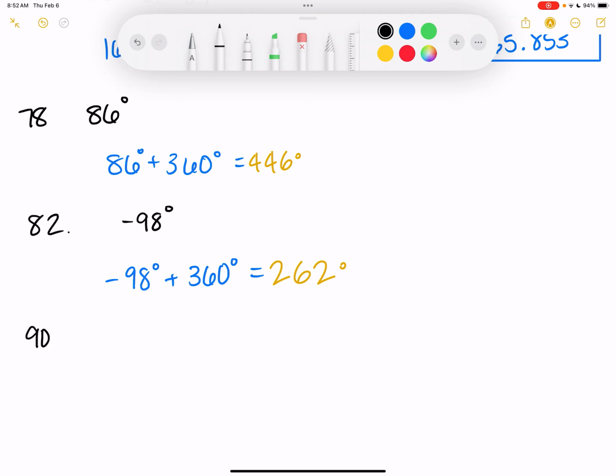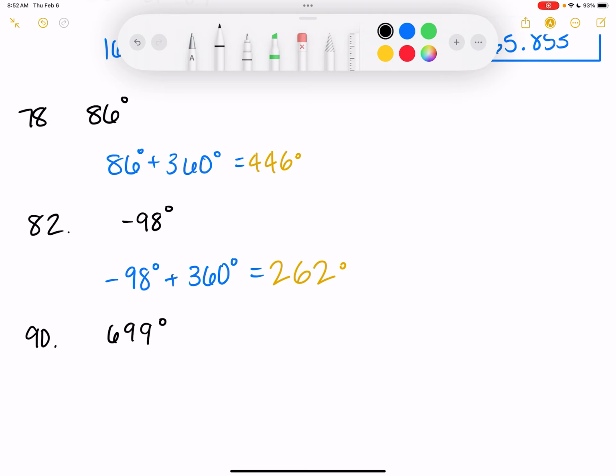90 is 699 degrees. So they want the least positive measure. Okay, so that means obviously I could add 360 to this. It's still going to be an angle that's coterminal, but it's not the least positive, which is what they're asking for.